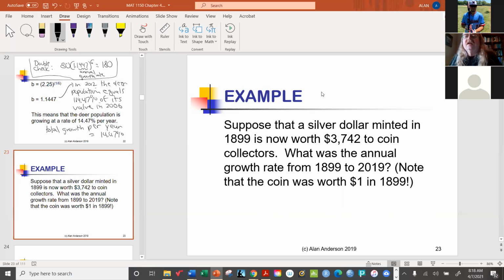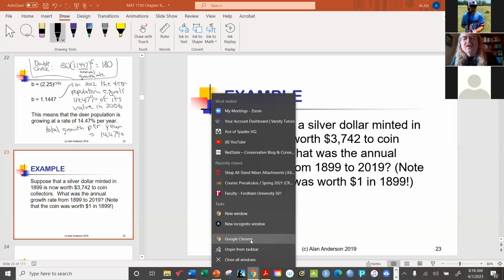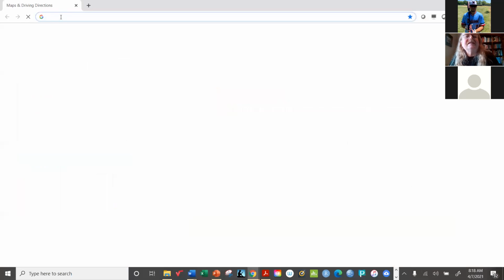So if you bought a silver dollar in 1899, it would have cost you $1. And in 2019, we're assuming that you could sell it in the market for $37.42, not because you could spend it for that kind of money, but because it's worth that to collectors. And you know, the silver content would be worth a lot too, but not $37.42. Most of that value is coming from the fact that it's collectible. Okay, in fact, just for the fun of it, why don't we see what a silver dollar looked like in 1899?